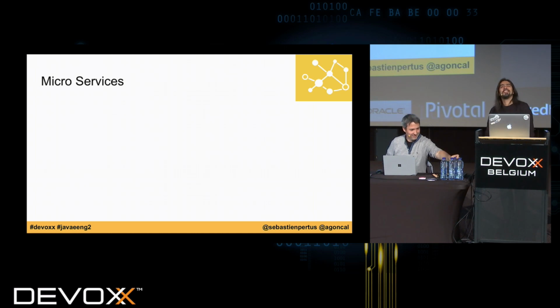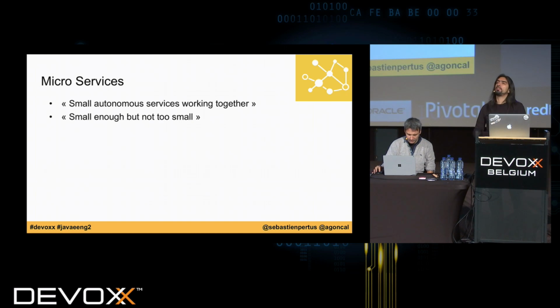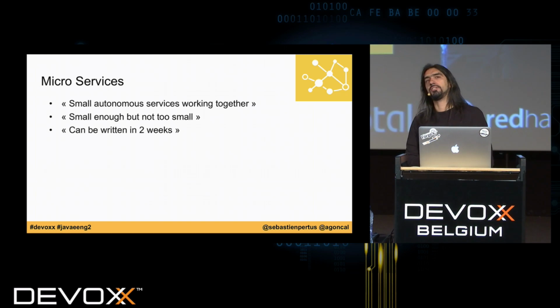Sorry. Who knows what a microservice is? Can't see you really well. Yeah. Okay, cool. Does anybody have a good definition of a microservice? Yeah. I picked up a few. Small autonomous services working together. That's not bad. Small enough but not too small. That's good. Can be written in 2 weeks. That's a good one too.